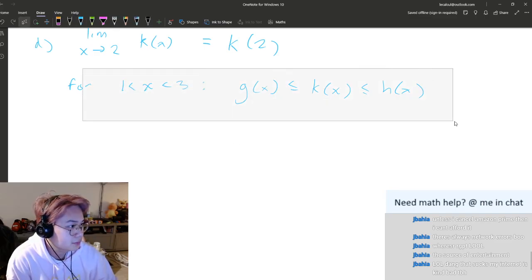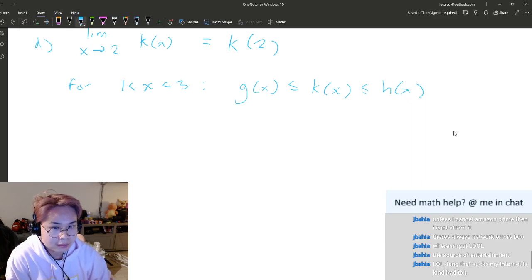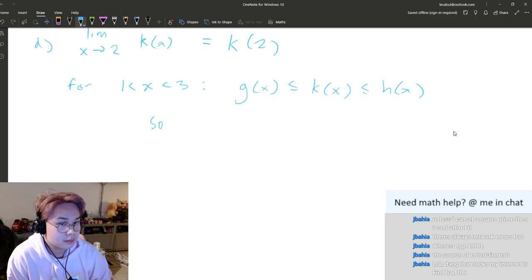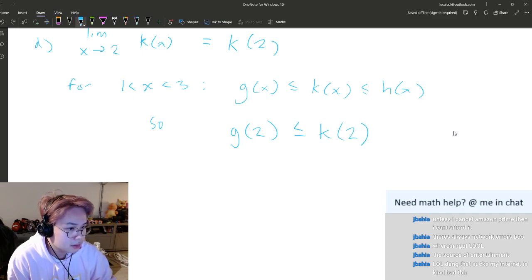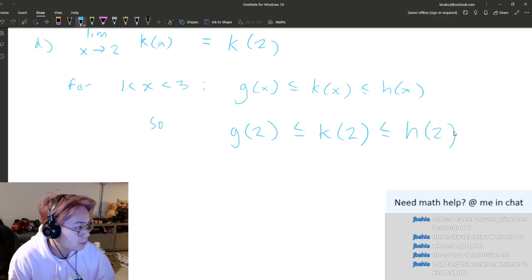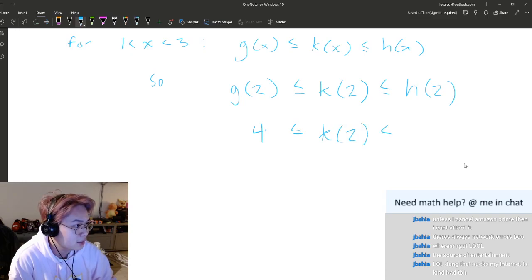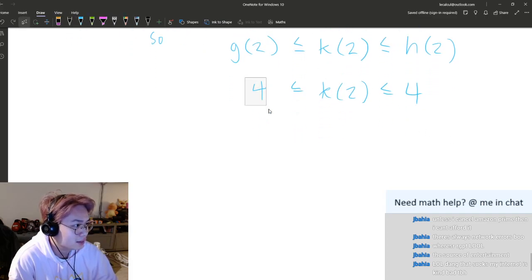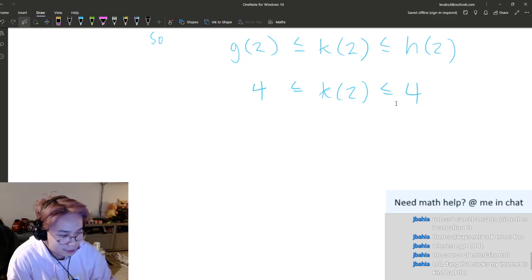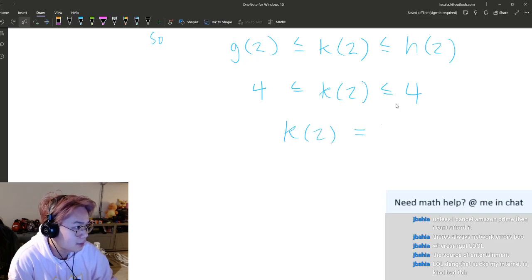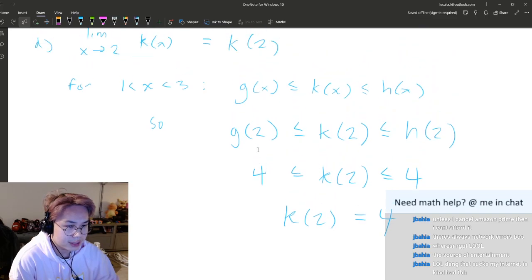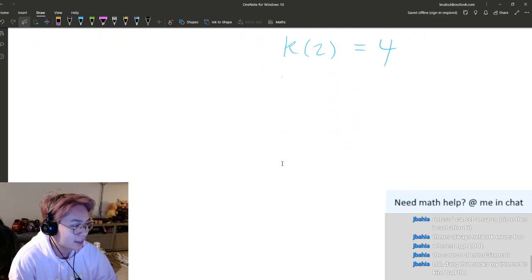Well, we know that this is true. So that means for the x value of 2, then g of 2 needs to be less than or equal to k of 2, less than or equal to h of 2. And we know that this is a value of 4. We are trying to find out what k of 2 is, and we also know that this is a value of 4. So if k of 2 is in between 4 and 4, then, well, k of 2 is equal to 4. Okay, so we know the value of k of 2 is 4, and then now we need to calculate the limit, but it's the exact same thing.